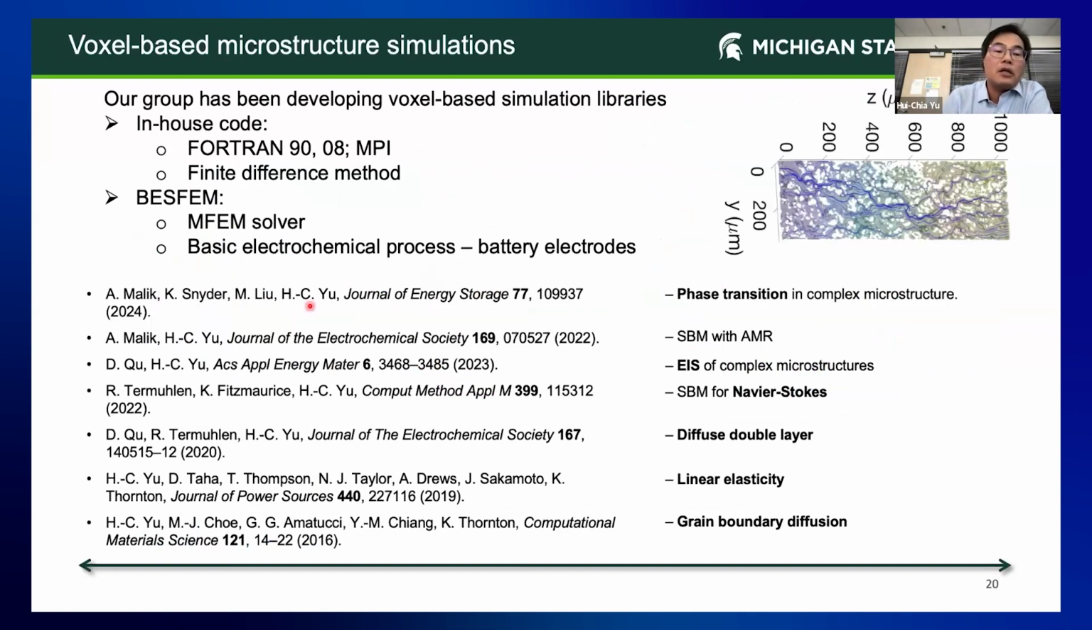And then here I just have a couple of selected papers where we use the same technique to do phase separation simulation, or even with AMR. And this one, EIS, is electrochemical impedance spectroscopy simulation, or we also have Navier-Stokes fluid mechanics simulation in this voxel-defined porous microstructure, double layer, linear elasticity, or grain boundary diffusion. So the same technique can be used in many different kinds of PDEs.